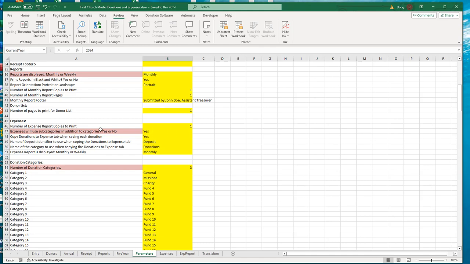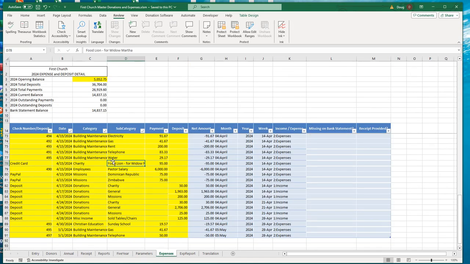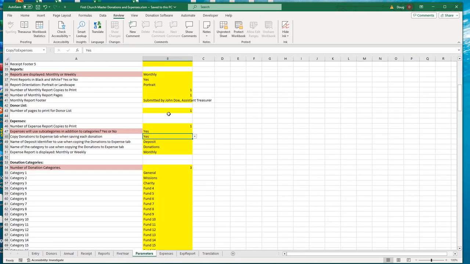And then if you are using categories and subcategories, the next question is, as I'm recording my donations, do I want that information to automatically be copied over to my expenses so that I don't have to type them in? They're just simply already there. And I think that's a really good idea.